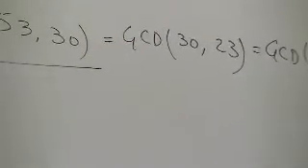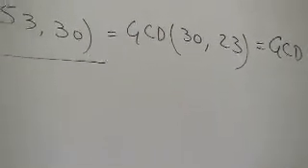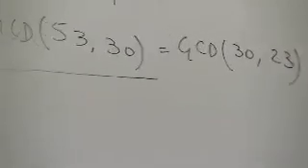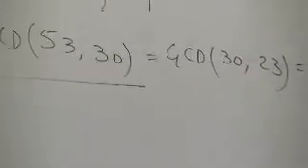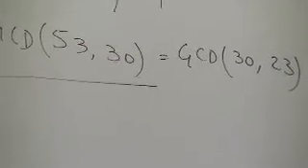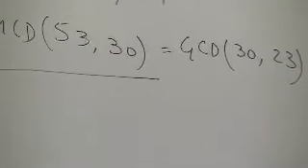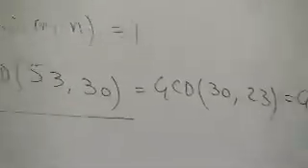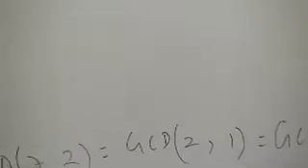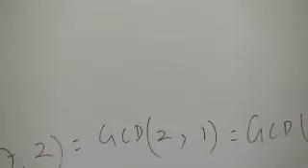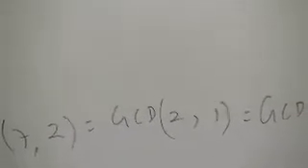Then what is that? GCD of 7 comma 2 is GCD of 2 comma 7 mod 2. What is 7 mod 2? 1. You can do one more step. GCD of 2 comma 1 is GCD of 1 comma 2 mod 1. 2 mod 1 is 0. Right? So eventually you get all the way to the second integer being 0 and you get 1.